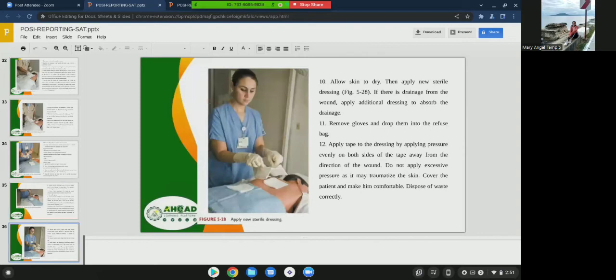10. Allow the skin to dry, then apply new sterile dressing. If there's drainage from the wound, apply additional dressing to absorb the drainage. Remove gloves and drop them into the refuse bag.